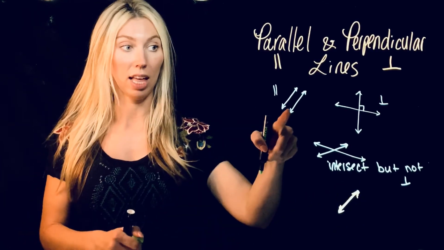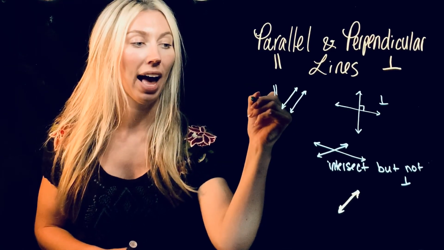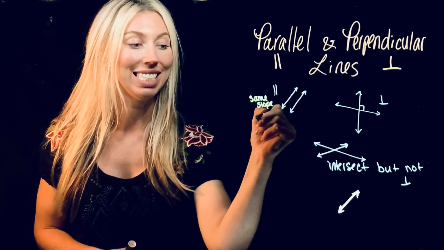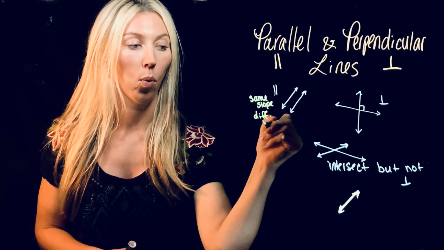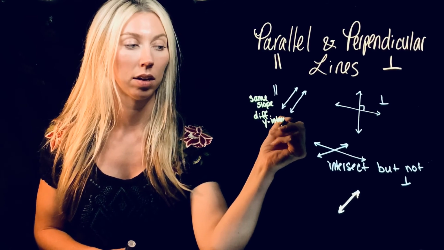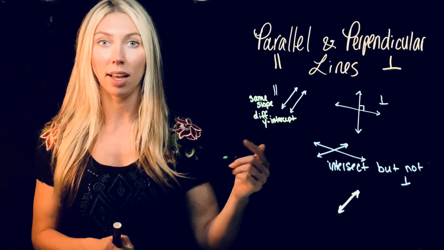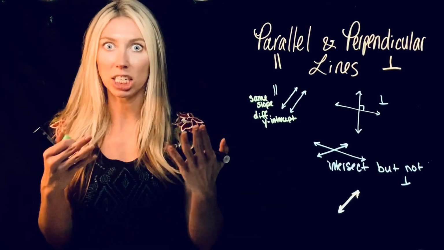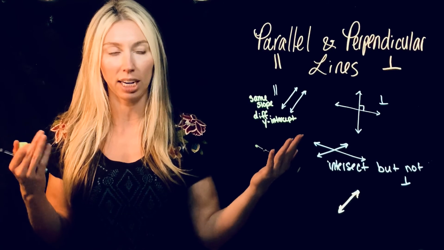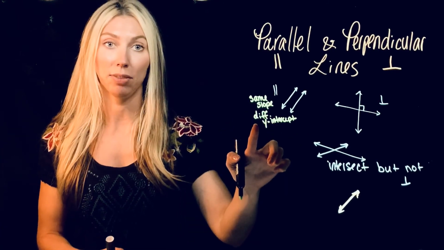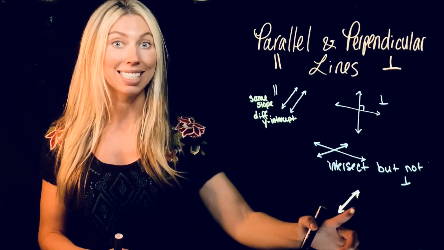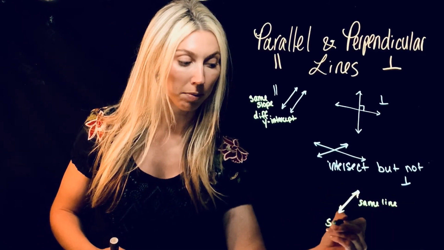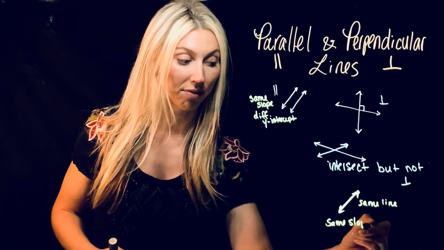Parallel lines will have the same slope, but they will have a different y-intercept. In order for them to be parallel, they can't have the same y-intercept, because that would mean they are crossing there, that they're intersecting at the y-intercept if it was the same coordinate. So they have to have the same slope but a different y-intercept. The same line, so these are the same line, will have the same slope and the same y-intercept.